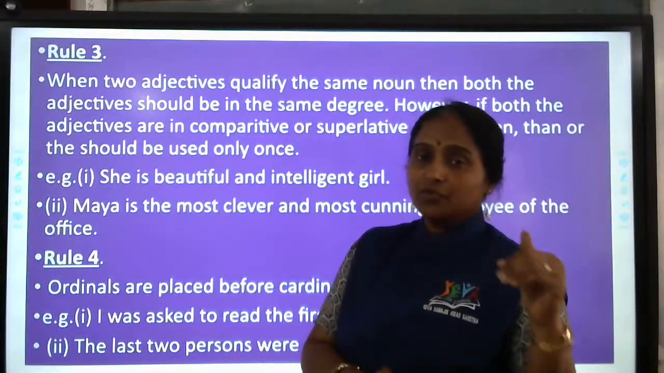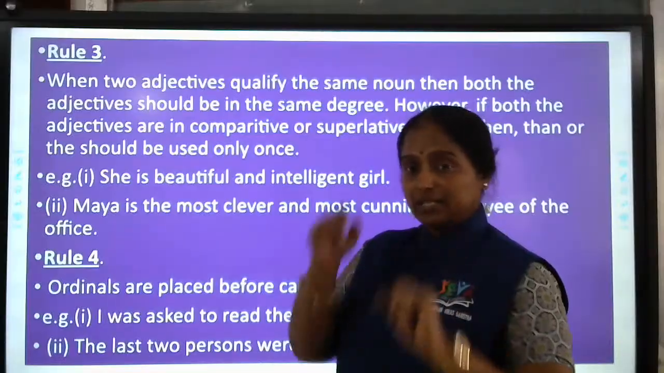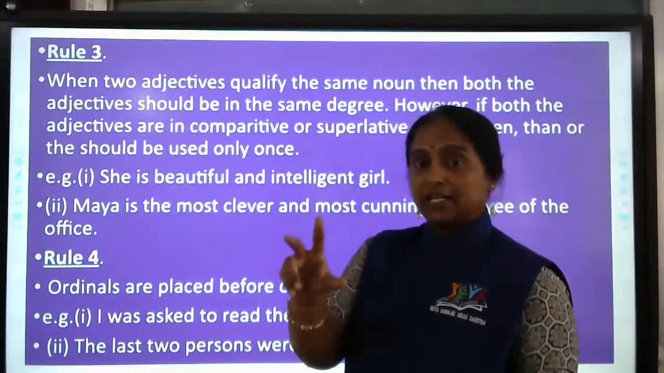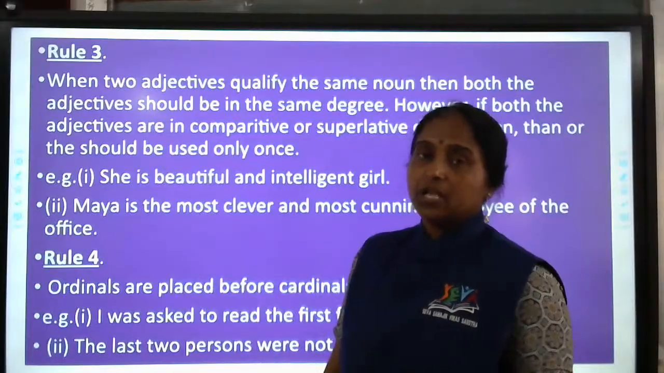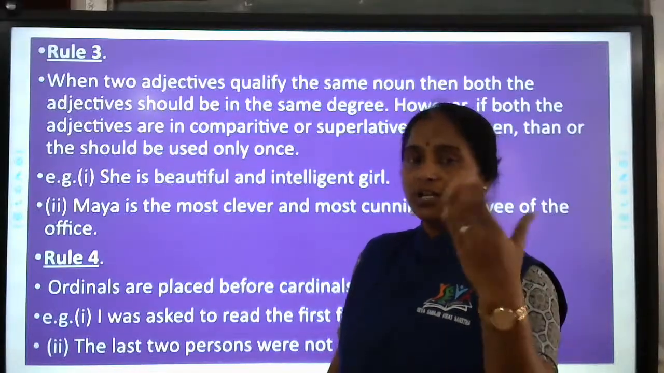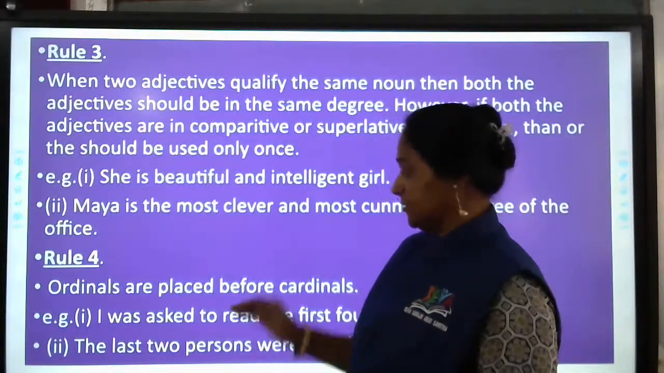Okay, instead of two, we say second. So first, second show order. That's why they are called ordinal numbers. And 1, 2, 3, 4 are numbers, so they are called cardinal numbers.